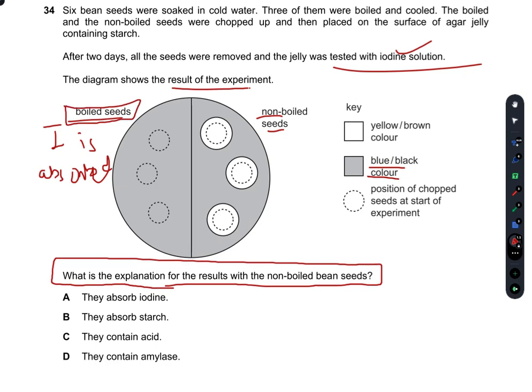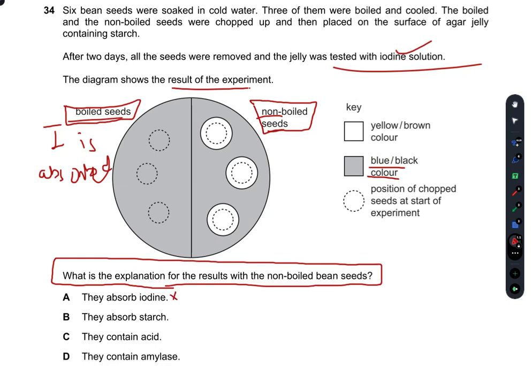In these boiled seeds, the iodine is absorbed because glucose is present. Whereas in these non-boiled seeds, glucose is absent. That's why it doesn't change color. So with the iodine solution, why doesn't it change color? Because glucose is not present.